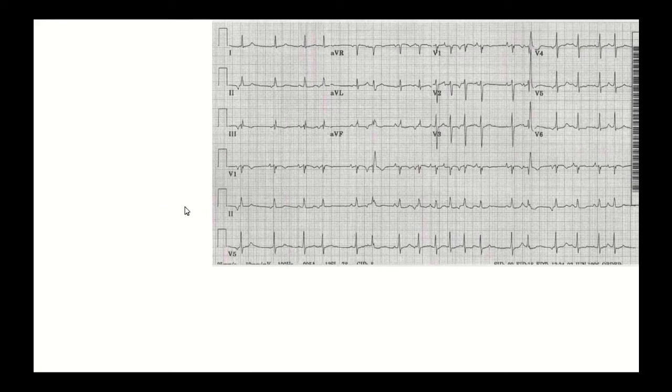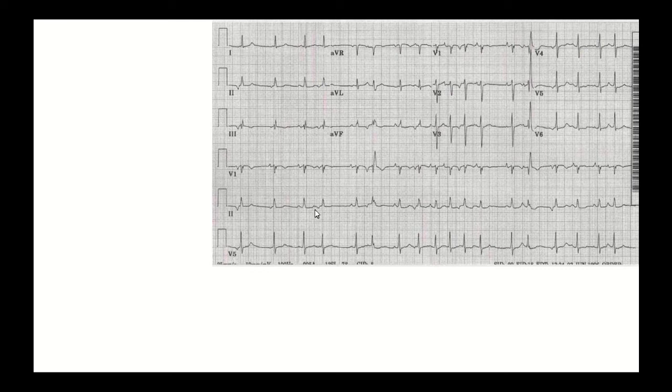The rhythm, so it is chaotic, it is irregularly irregular, but in lead 2 here I see deflections that look kind of like organized atrial activity. But each of these looks a little bit different. This one's going down, this one's less down, this one's up, this one's kind of biphasic.